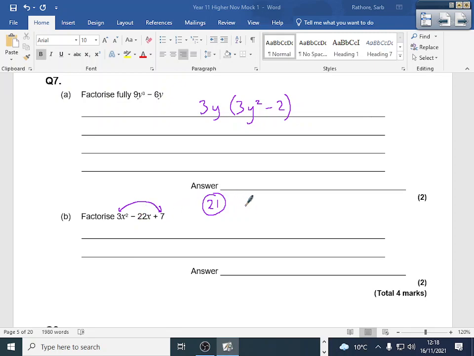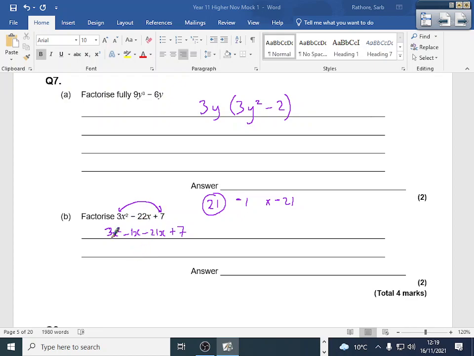Well, the only way you can do that is splitting that into 1 times 21, but they've got to be both negative, and then they will add up to make minus 22. So you get 3x squared, replace minus 22 with minus 1x, minus 21x, and plus 7. That's the first thing to do.